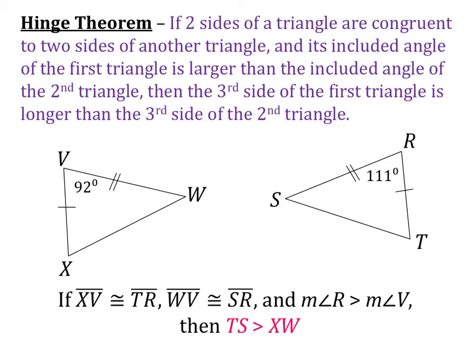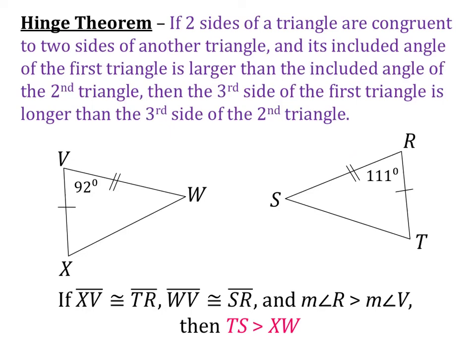Let's discuss the hinge theorem. This states that if two sides of a triangle are congruent to two sides of another triangle, and the included angle of the first triangle is larger than the included angle of the second triangle, then the third side of the first triangle is longer than the third side of the second triangle. That sounds so confusing, but really all it's saying is the same thing we've been saying this whole time. Big angle, big side, little angle, little side.